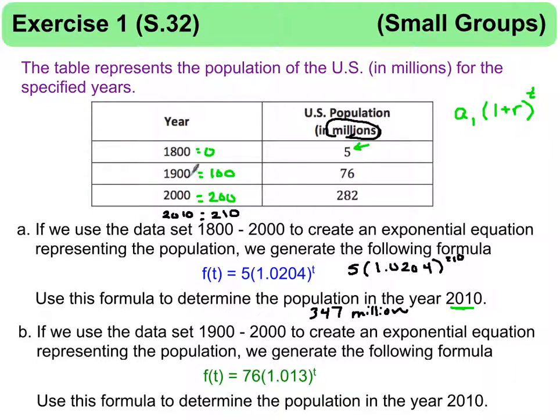we have a new starting point, meaning, in other words, let's just say we take this off and we pretend that the year 1800 is not part of our data. So now 1900 is our new starting point. So now our A of 1 is now 76, as illustrated right here.